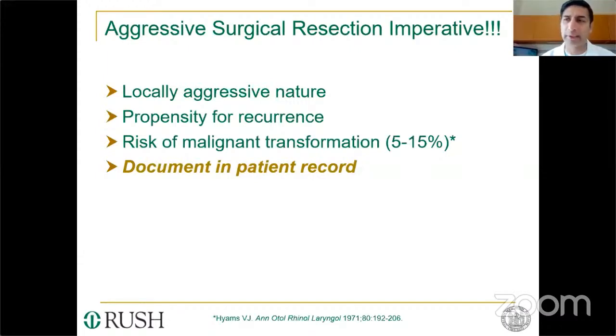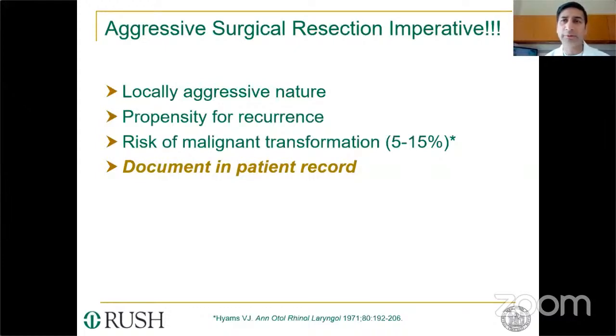I don't think I should have to convince anybody on this Zoom call about that. However, I would emphasize 3 key points that you should document in the patient chart. I'm going to be seeing a patient later today. I have 2 cases of inverted papilloma that I have to do this month. What I will emphasize and document are the fact that they can be locally aggressive, so surgery is critical, and not to delay the procedure, especially when we're in the middle of a pandemic.